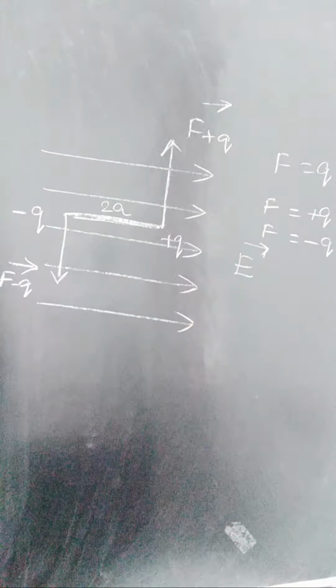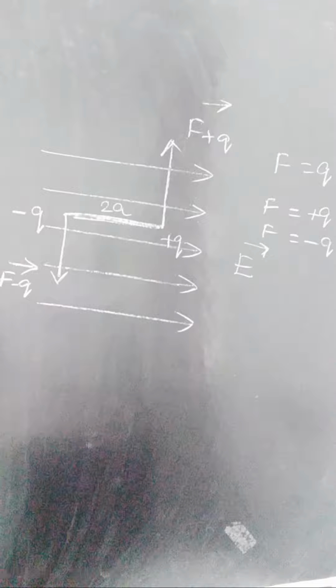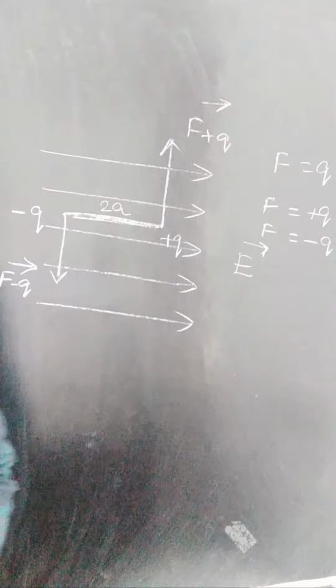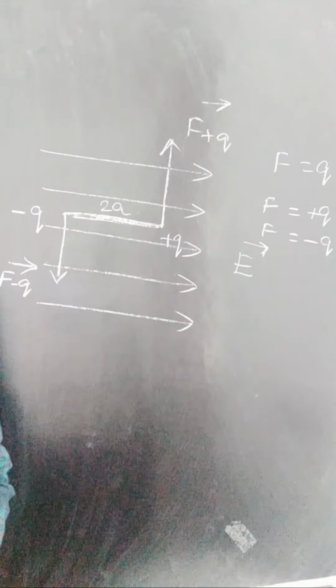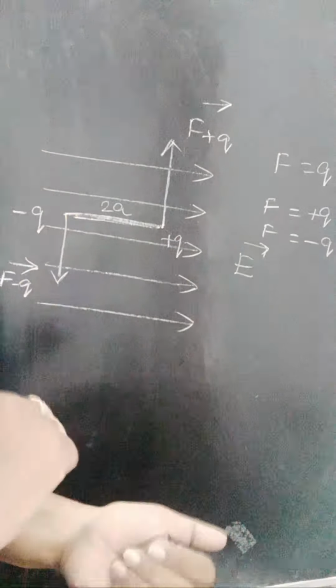What is a couple? What does couple mean? Couple means two equal and opposite forces. Whenever two equal and opposite forces are acting on an object, they undergo a couple. A couple is nothing but two equal and opposite forces, and they will induce torque.